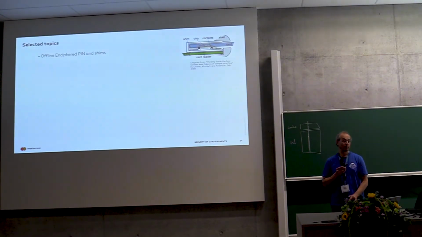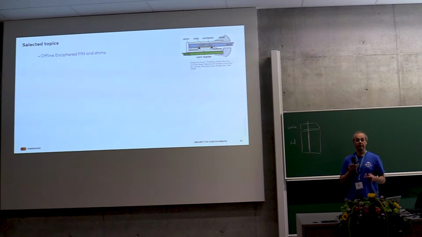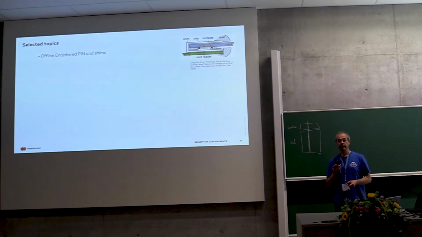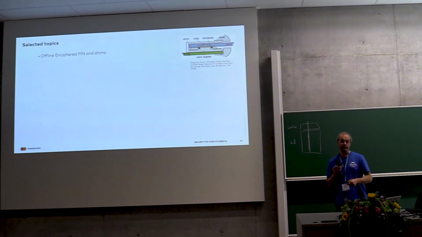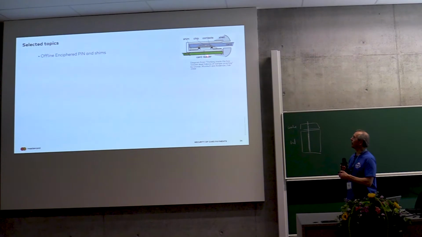So offline ciphered PIN. I mentioned the UK fueling station attacks, which caused the spike in fraud in 2008. Well, that was partly enabled by, or could have been caused by, having these shims in the card reader. And those shims can then just passively read all of the data that's sent to and fro. And that could include the plaintext PIN. So that's a very good reason for encrypting the PIN.